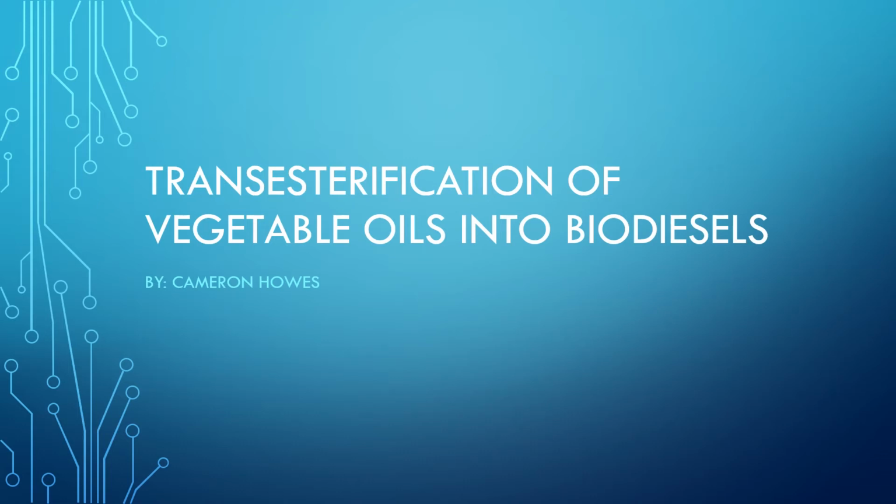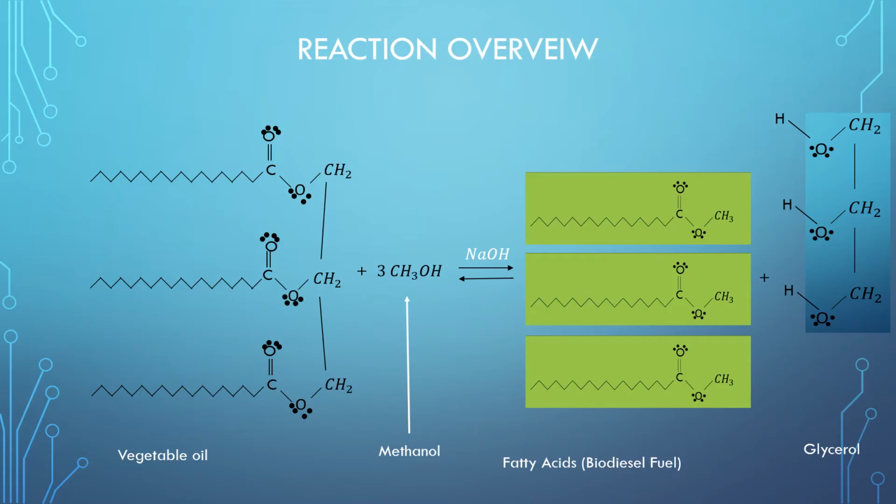Transesterification of vegetable oils into biodiesels. The goal of a transesterification reaction is to convert one ester group into a new ester group. In this reaction, 3 molecules of methanol will be used to separate the vegetable oil into a glycerol and 3 fatty acid chains, which can serve as a biodiesel fuel and are highlighted on the right here.